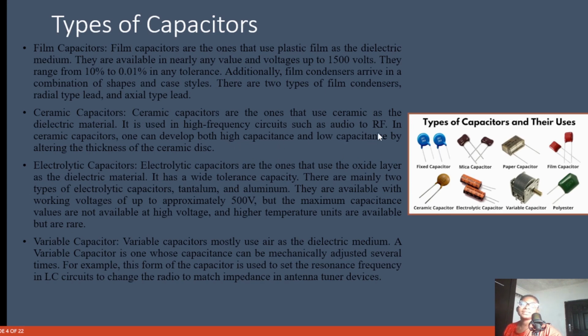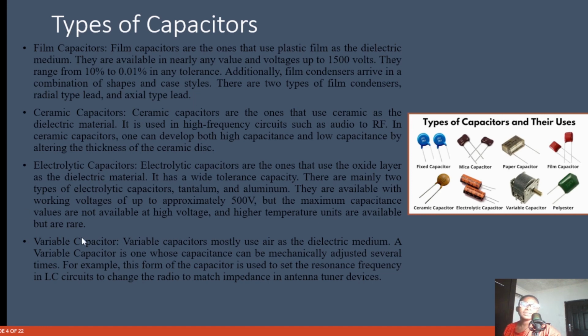You know what capacitance is? It is the ability of that device, which is a capacitor, to store electric charges. Then we have the electrolytic capacitor. The electrolytic capacitors are the ones that use the oxide layer as the dielectric material. It has a wide tolerance capacity. There are mainly two types of electrolytic capacitors, the tantalum and the aluminum. They are available with working voltages of up to approximately 500 volts, but the maximum capacitance values are not available at high voltage, and higher temperature units are available but are rare.